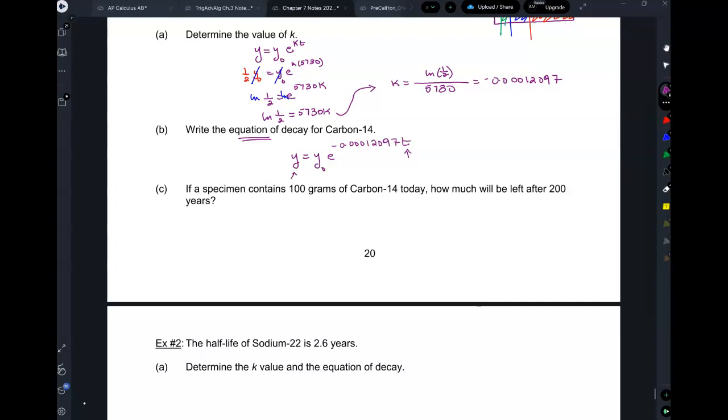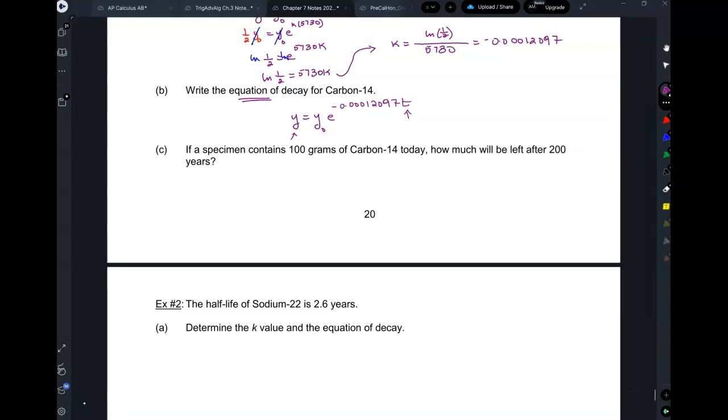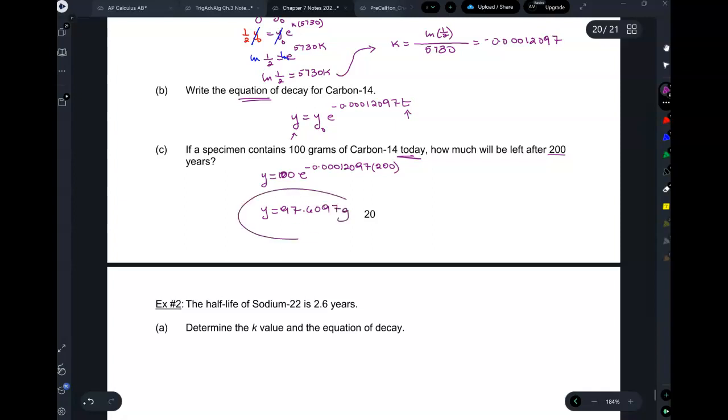And then, y naught is the initial amount, so just put y naught for now. Okay, if a specimen contains 100 grams of carbon-14 today, how much will be left after 200 years? So here it's going to be y equals 100 e to the k times how much? 200. All right? And when you plug that into your calculator, you should get 97.6097 grams. Okay? And I will have specified on a quiz or test how many decimal points to go into.